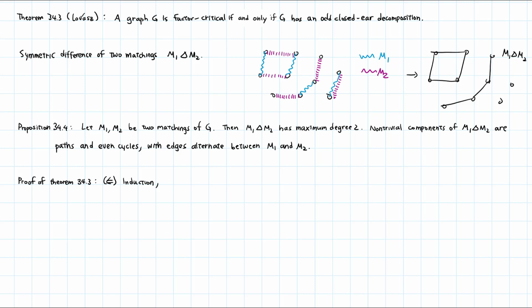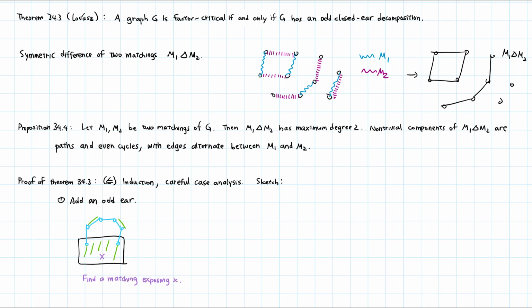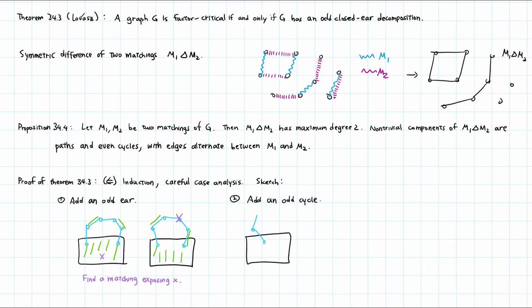Now this involves some careful case analysis, and we will only give you a sketch of this. We could have a case where we are adding an odd ear, and depending on where the exposed vertex is supposed to be, we can find a matching that covers everything else. And similar when we add an odd cycle. We will leave the details of this case analysis as an exercise.